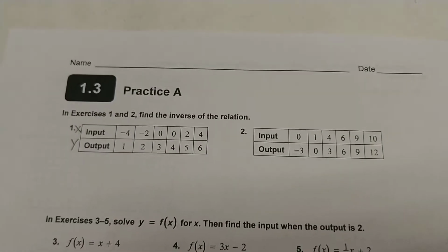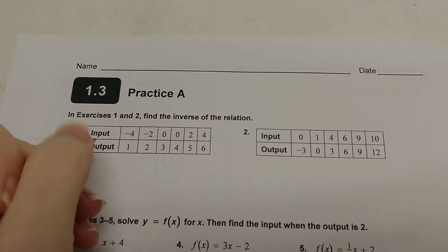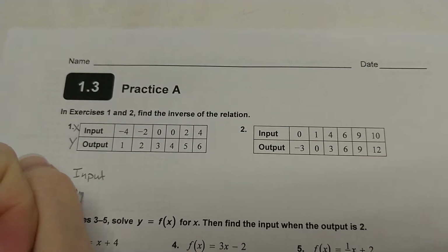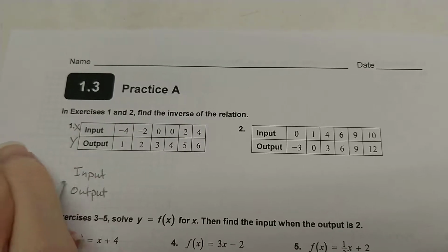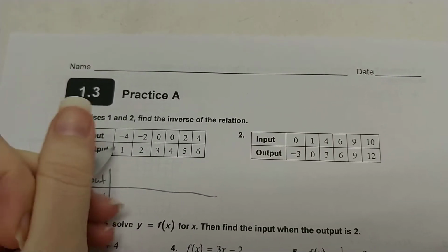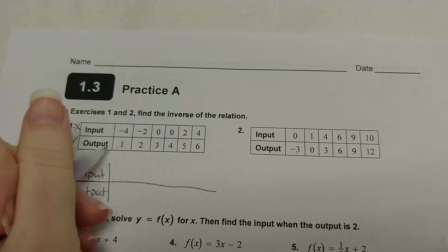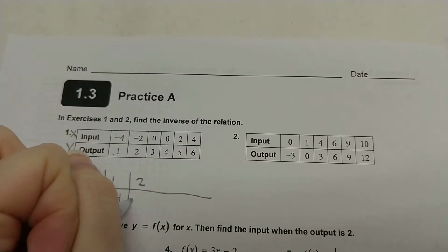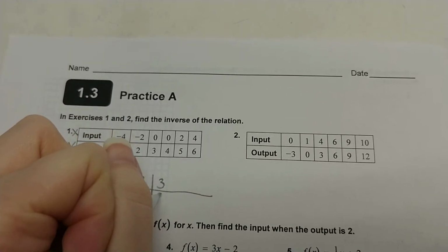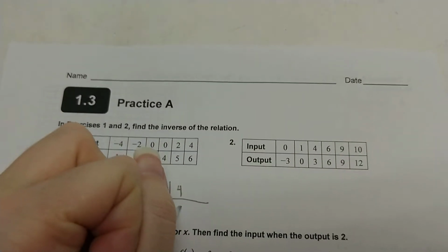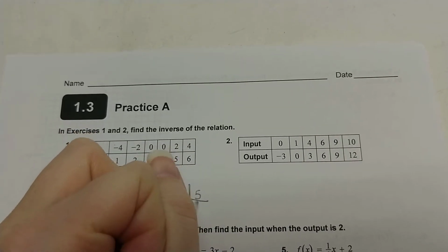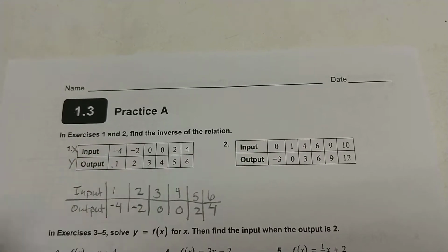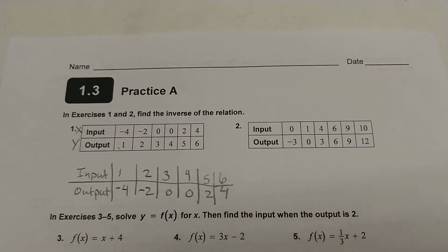So if I want to find the inverse of this relation for number 1, I'm going to make a new table, input, output, and then my output goes to my input, so I'm going to write the 1 on top, my -4 on bottom, 2, -2, 3, 0, 4, 0, 5, 2, and 6, 4. And there is my inverse for number 1.